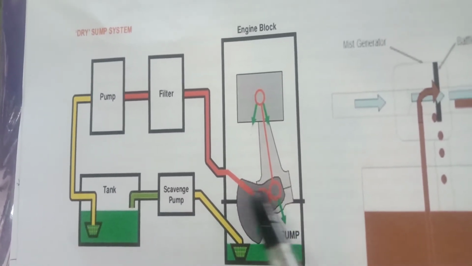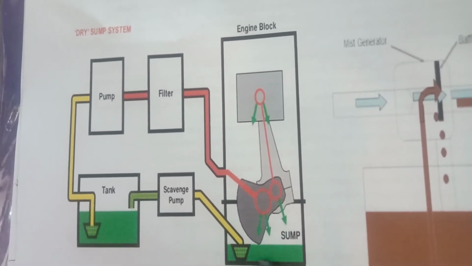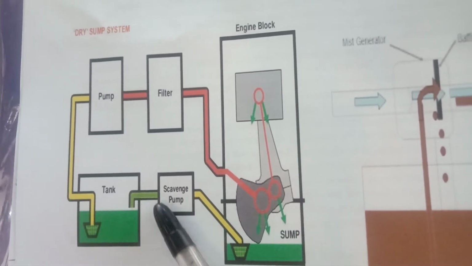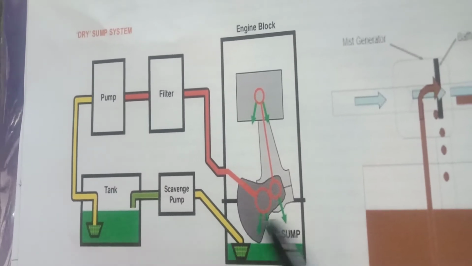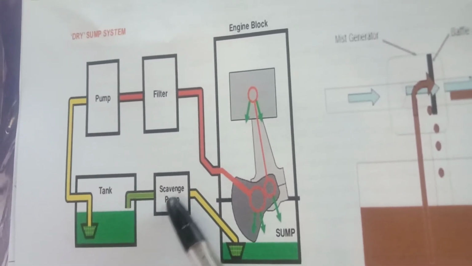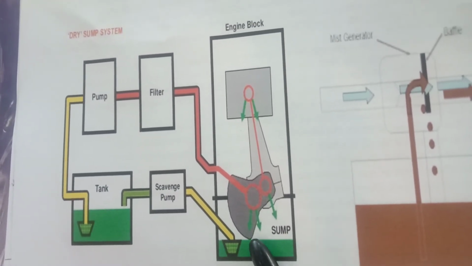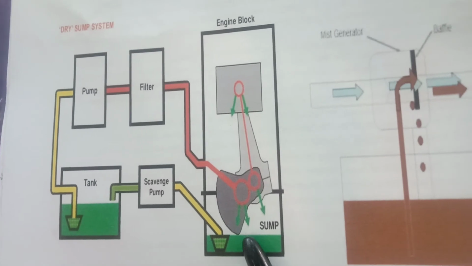So this sump is completely dry. There is no storage of oil here. The oil is stored in this tank. This sump is almost dry, and the oil is taken out by this pump, the scavenging pump. So in this case the sump is almost dry. So what is the advantage of this?